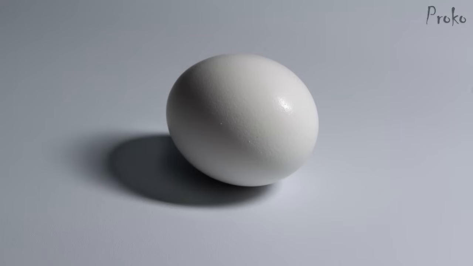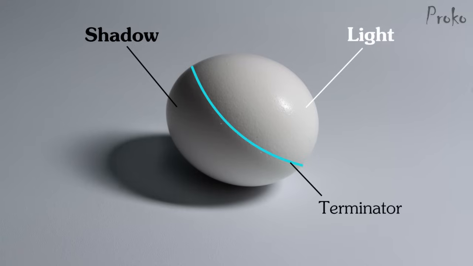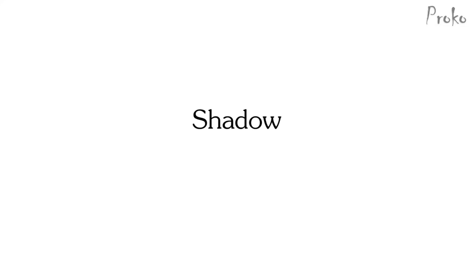There are two main zones, light and shadow. The edge where the form transitions from light to shadow is the terminator. It's located at the tangent between the light source and the form. In other words, just before the planes start to face away from the light. Let's start by talking about the shadow side.